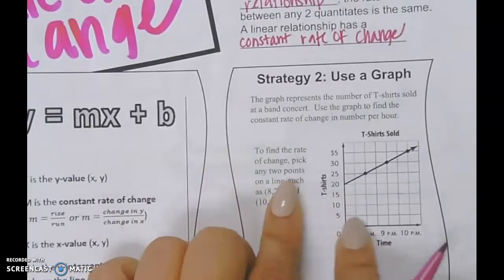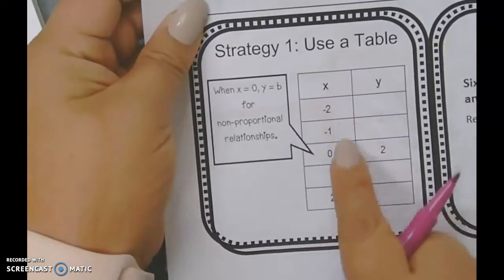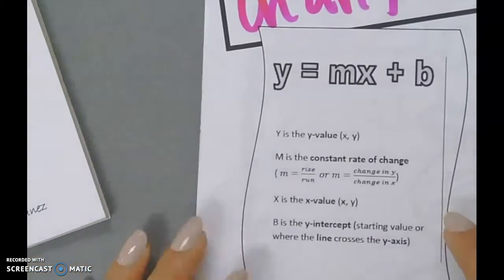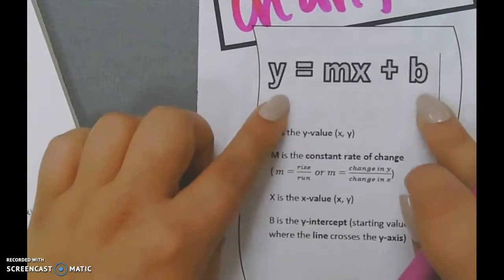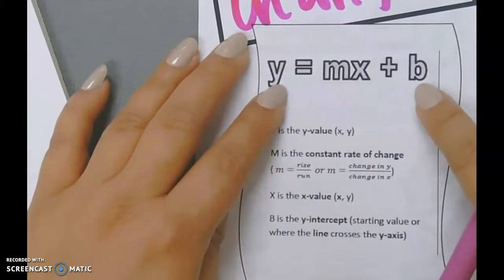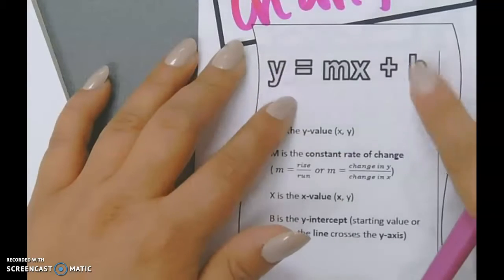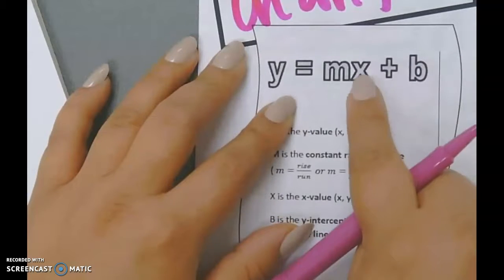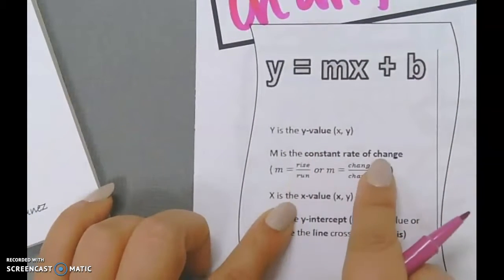The two quantities x and y when we're looking at a graph, or x and y when we're looking at a table. So let's look right here, y equals mx plus b. This is the equation that I told you guys about yesterday. We now have it in our notes. This equation is for non-proportional relationships. And it's also called a two-step equation, which is when we were solving for x. This m is our constant rate of change.